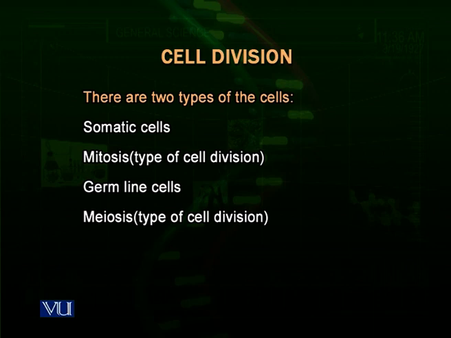We are talking about the division in somatic cells first. The somatic cells need to divide for growth, for wound healing, for regeneration or other mechanisms. These cells divide by a process called mitosis, while the germline cells divide by another process called meiosis. In today's lecture, we are going to talk about mitosis.